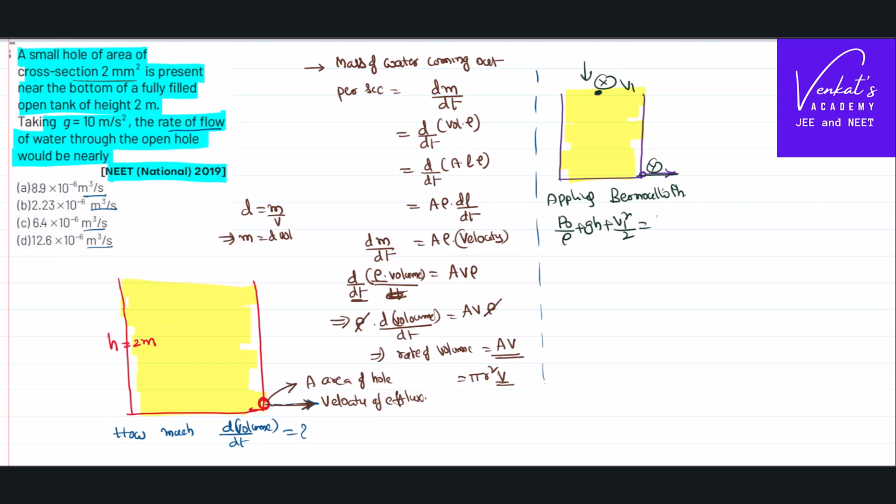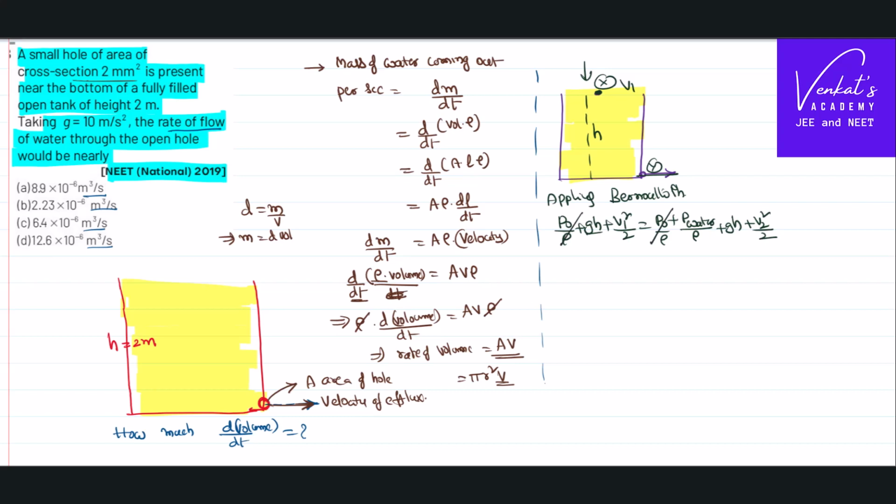At the bottom, pressure is P1 plus, this is filled up to a height H, that also creates a pressure. So pressure due to the water by rho: P naught by rho plus pressure due to the water by rho plus gh, assuming the height is small, gravitational potential energy is the same, plus V2 square by 2.